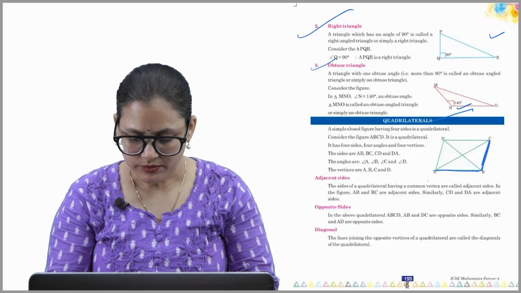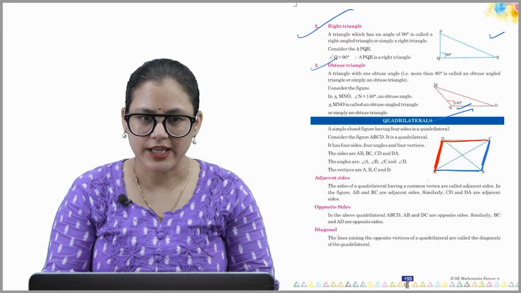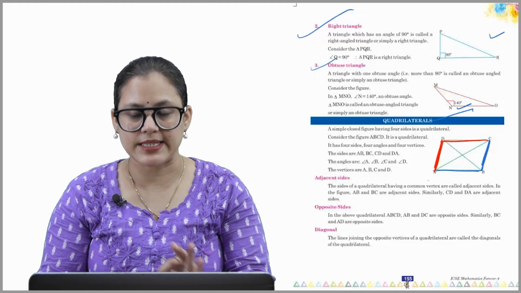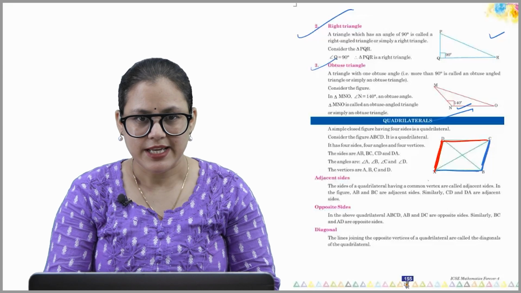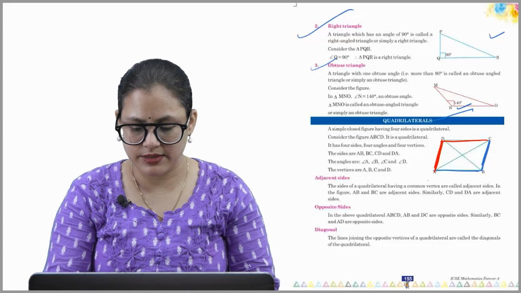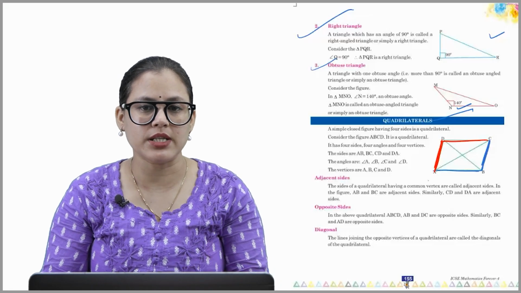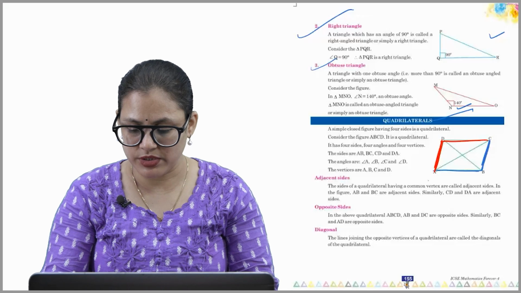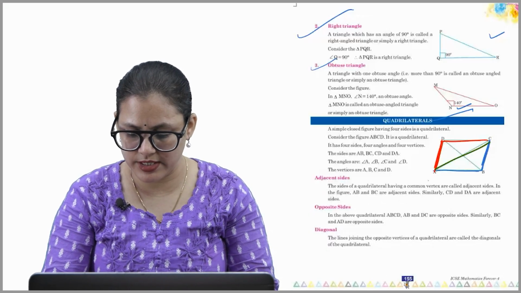Similarly, CD and DA are adjacent sides. Opposite sides in the above quadrilateral ABCD. AB and DC are opposite sides. Similarly, BC and AD are opposite sides. Diagonal. The lines joining the opposite vertices of a quadrilateral are called the diagonals of the quadrilateral. These are the opposite vertices, and these joining lines are the diagonals.